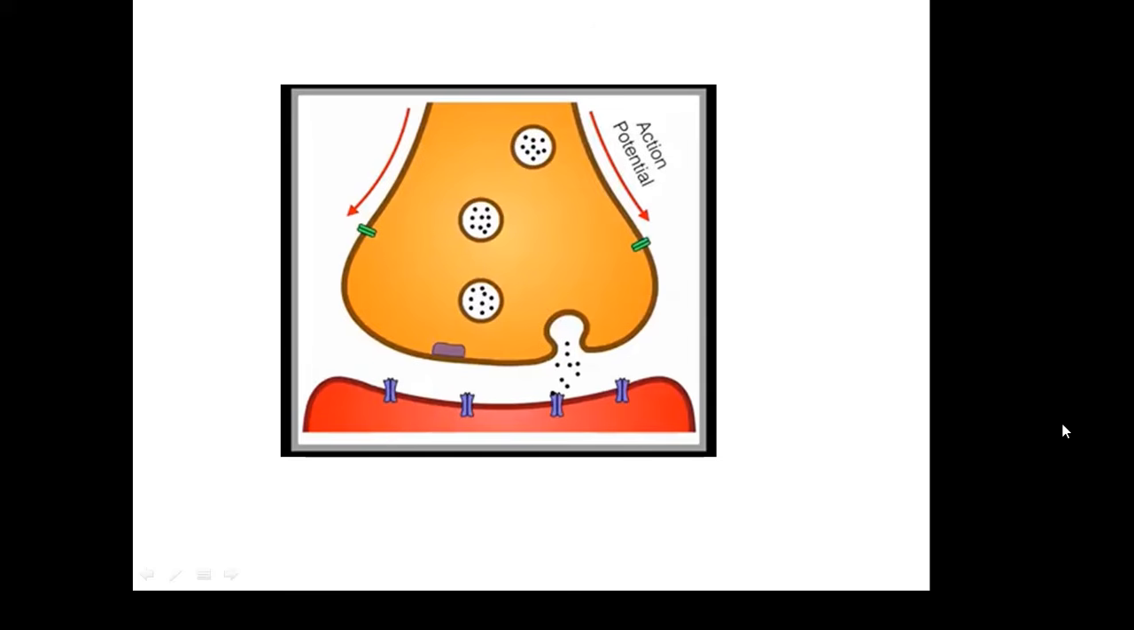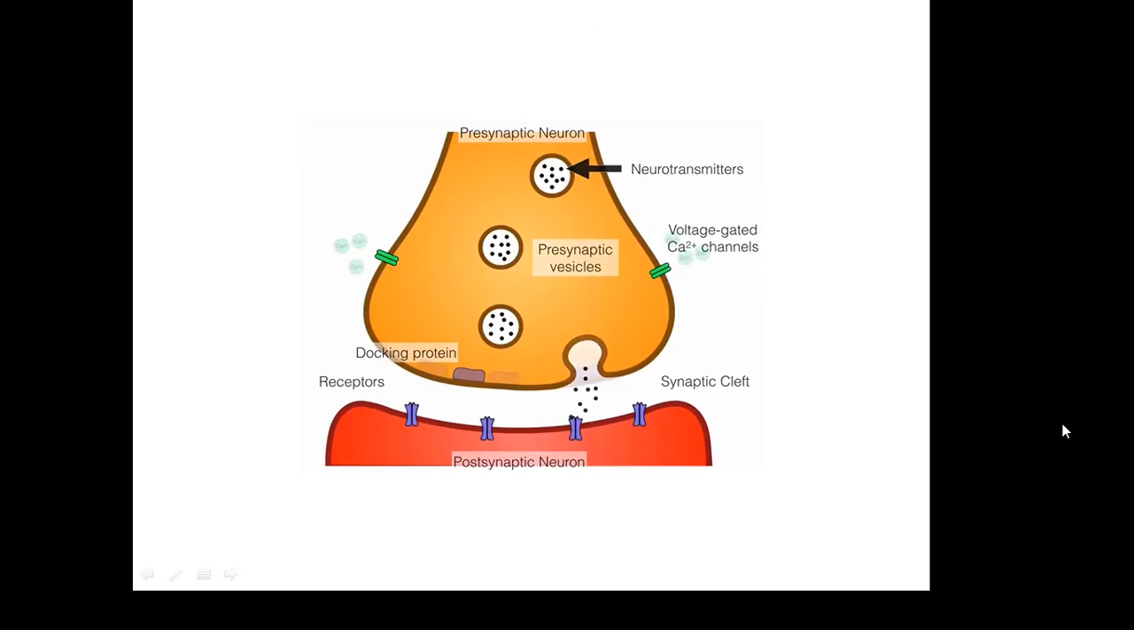You see the action potential comes down. Remember from a previous video what an action potential is. This voltage signal comes down and that triggers several things to happen. Chemicals are going to go through the gap, the synaptic cleft, the gap between the two neurons. So you've got your pre-synaptic neuron and your post-synaptic neuron, before and after.